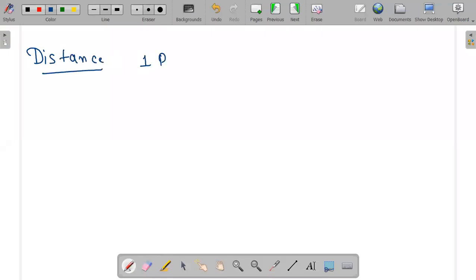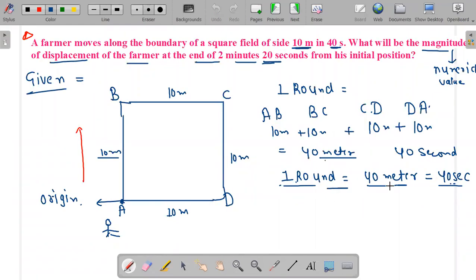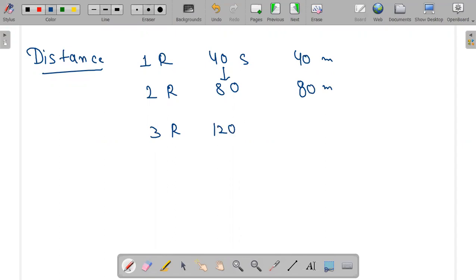For the first round, in one round it takes 40 seconds and it completes 40 meters. In the second round, it takes 80 seconds. Okay, 40 plus 40 is 80, and it completes 80 meters. In the third round, it takes 120 seconds and it completes 120 meters.